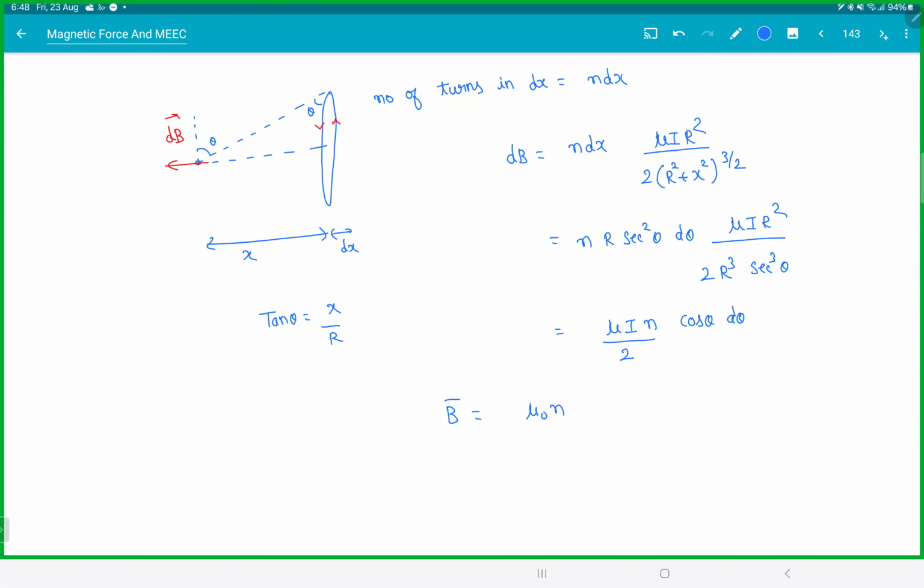So mu naught n I by 2 integral cos theta d theta. Limits will go from minus beta to alpha. I think it won't matter here; even if you take that, you'll still get the same thing. Mu naught n I by 2 sine alpha plus sine beta. Check. That's a good result. Minus of sine minus beta, right? Minus comes out.